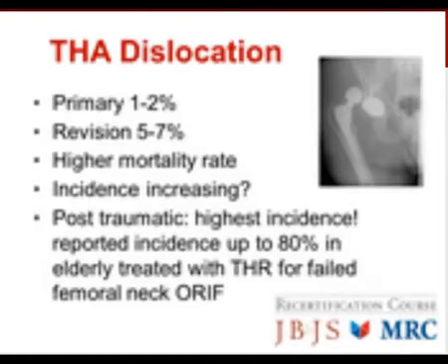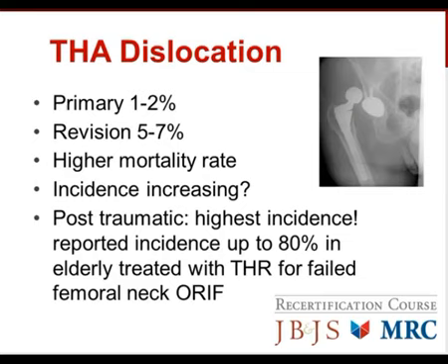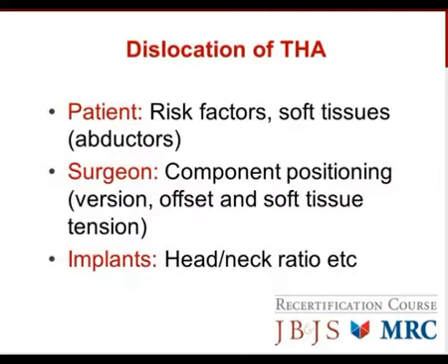I've listed the incidence of total hip arthroplasty dislocation on this slide. There is some data suggesting the incidence is increasing. We know that the highest incidence of dislocation is in post-traumatic patients with very high rates of dislocation reported in the literature. When we think about dislocation of total hip arthroplasty, we need to think about patient factors, surgeon factors, as well as implant factors, and we'll walk through these.